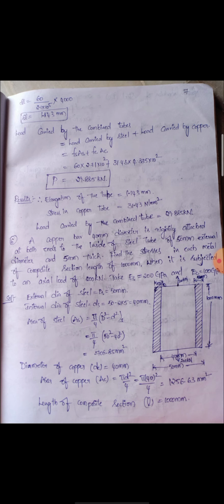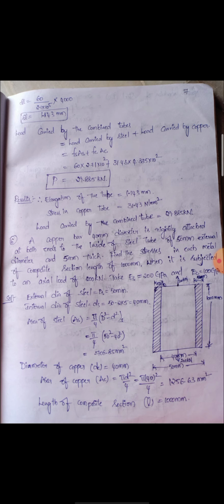So the problem is: a copper bar of 40 mm diameter is rigidly attached at both ends to the inside of a steel tube of 50 mm external diameter and 5 mm thick. Find the stresses in each metal of the composite section of length 1000 mm when it is subjected to an axial load of 200 kilonewton. Take ES equal to 200 GPa and EC equal to 100 GPa.